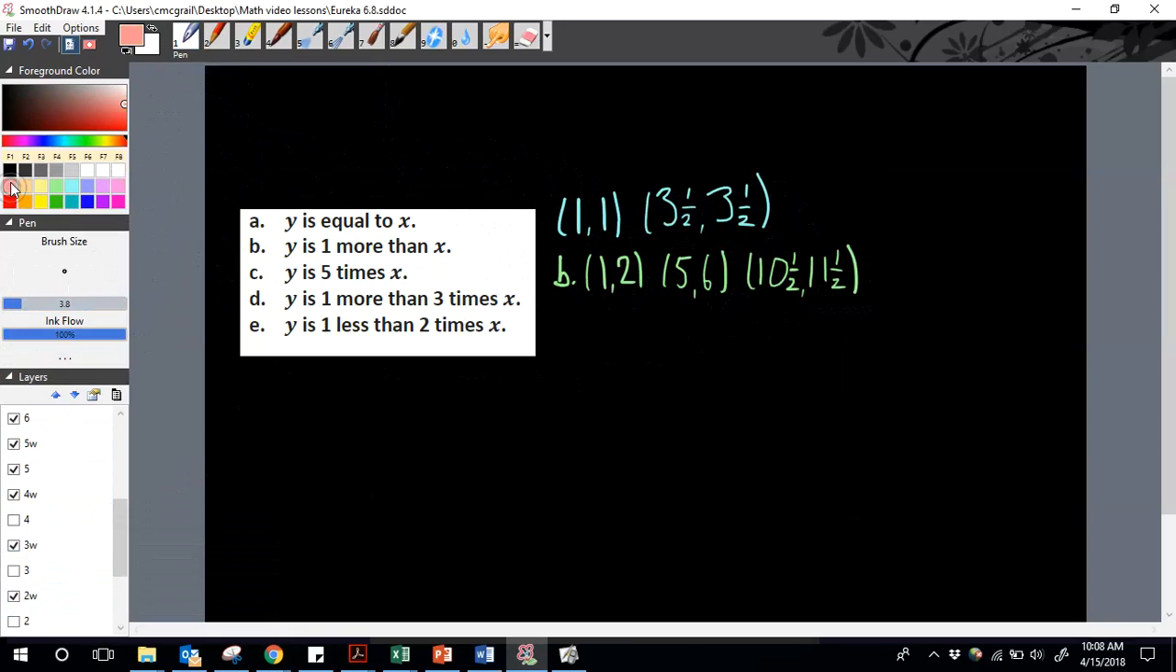For rule C, it says y is 5 times x. So for C, if I choose x is going to be 1, then y needs to be 5 times as much. So y is going to be 5. If I choose x equals 7, then y needs to be 3 times that, which is 21. If I choose x equals 10, then y needs to be 3 times that, which is 30.